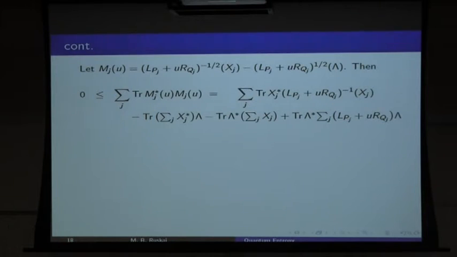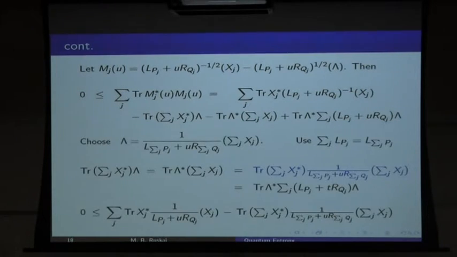Here it only occurs. We can pull things inside. And now you just have to pick a clever choice of lambda. And I choose lambda to be 1 over this bunch of stuff acting on sum over j of x sub j. Now you can see that if I, for example, put that into here, what I get is the trace of this sum, 1 over this stuff, and then I've got this term. The same thing happens for the other cross term.